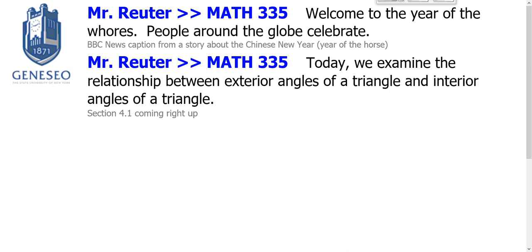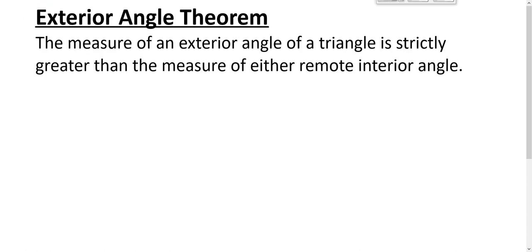Okay, geometers, so we move into chapter 4. Chapter 4 is still a neutral geometry chapter. We are still building a geometry that does not take a position with respect to Euclid's parallel postulate. We're still building with the 6 axioms we had put in place, and this is the first big theorem of chapter 4. The measure of an exterior angle of a triangle is strictly greater than the measure of either remote interior angle. So let me remind us what we mean by this.